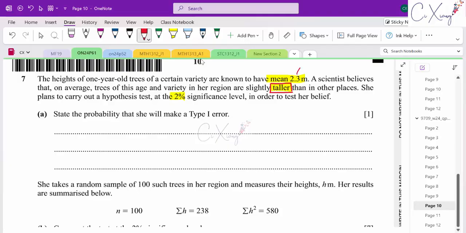Okay, so the 2.3 here basically is the population mean, because they said the height of 1-year-old tree of a certain variety. That means the whole group, the big group, is having this mean. So basically this is the population mean. Alright. Okay, so first of all, they want you to state the probability that she will make a type 1 error. Okay, so for type 1 error, in the continuous random variable, it is equal to the significance level, which is equal to 2% or 0.02.